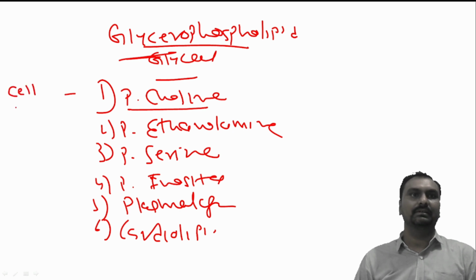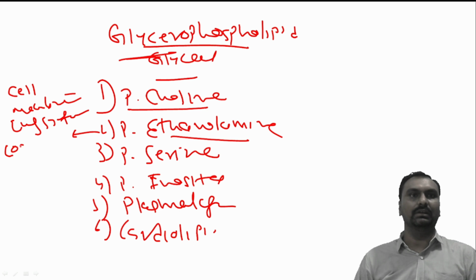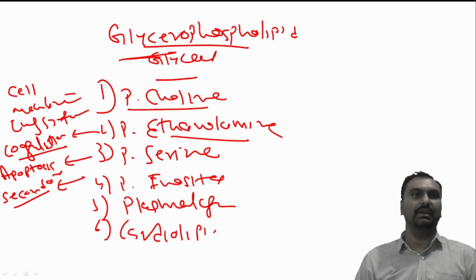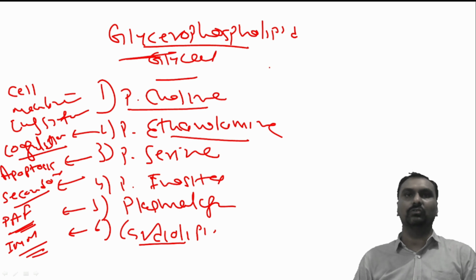Lecithin is a part of our cell membrane and acts as a lung surfactant. Okay, prevents collapse of the lung. Ethanolamine, also called cephalin, has a role in coagulation. Phosphatidyl serine has a role in apoptosis. Phosphatidyl inositol is a secondary messenger system in the mechanism of action of hormones. Plasmalogen is platelet activating factor. It will activate the platelets and help stop the bleeding. Cardiolipin is a part of the inner mitochondrial membrane. Okay, so this is all about the glycerophospholipid.